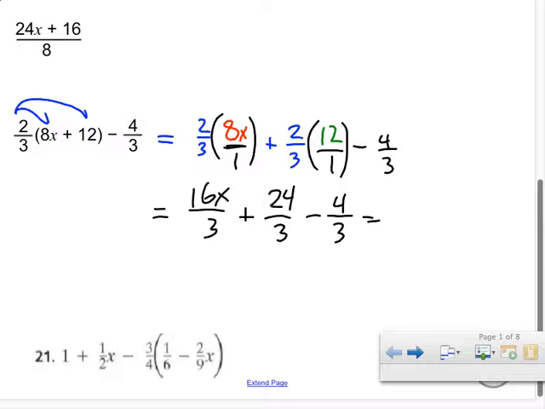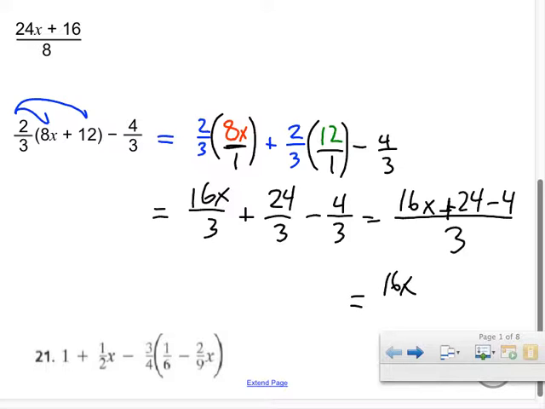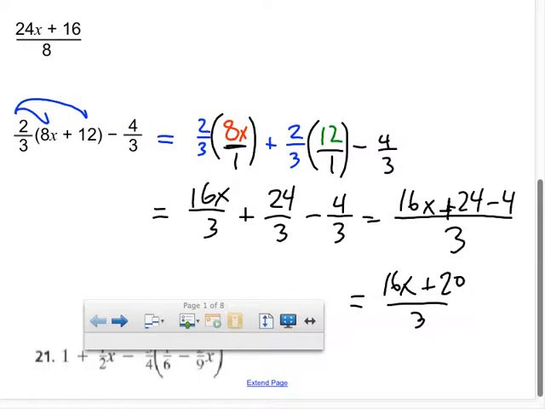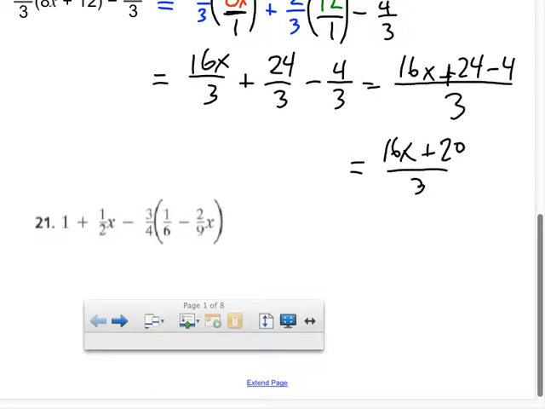And so now I have this all over 3, 16x plus 24, and then minus 4. Is there something else I could do here? Yes. What can I do? You can combine the 24 and the minus 4, right? So what do I end up with in the numerator? 16x. What happens to these two? It's plus 20 over 3. And I would say that that is your answer, but you could go one more step.